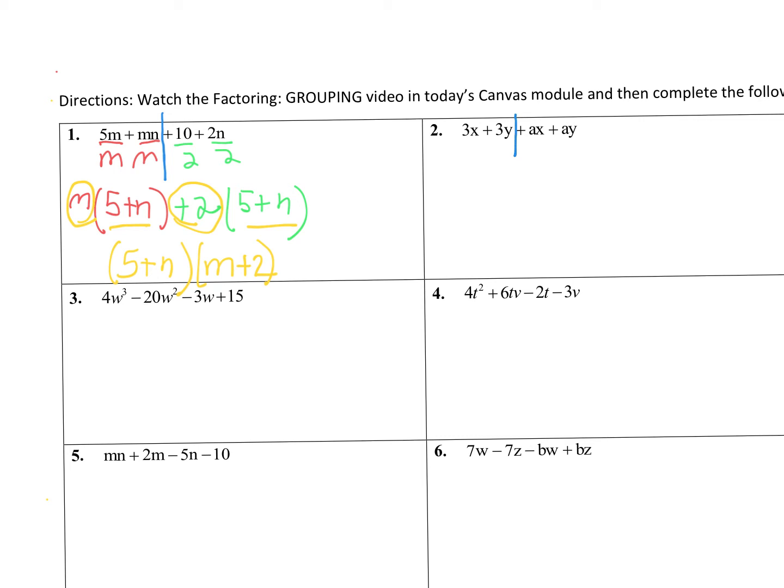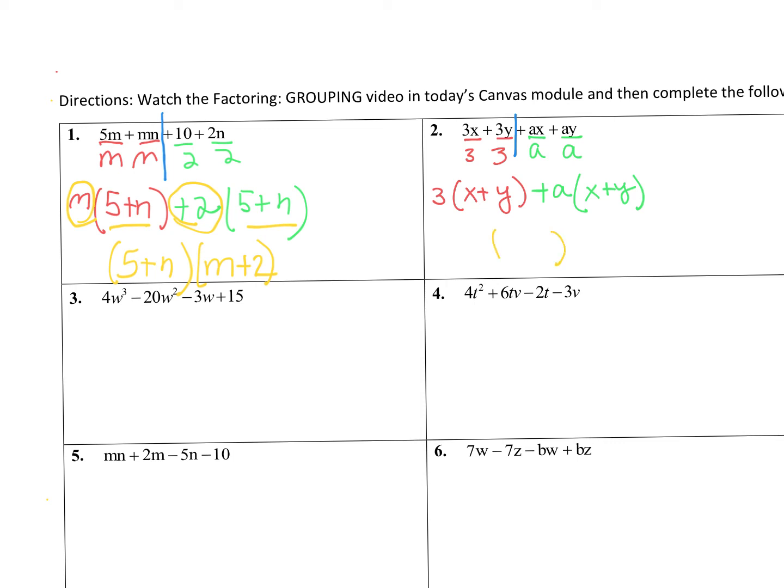I'm going to take the greatest common factor of the first group, which happens to be a 3. I'm going to write that greatest common factor down and factor it out of both terms. Then I'm going to take the greatest common factor of the second group, which happens to be a positive a. I'm going to divide that out of both of those terms. And then I'm going to create my answer.